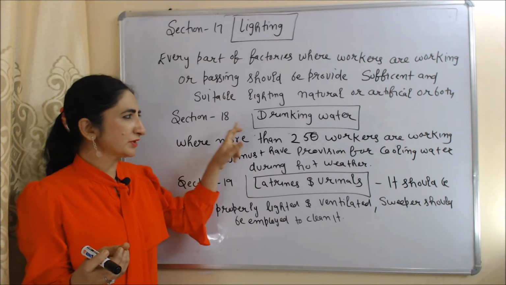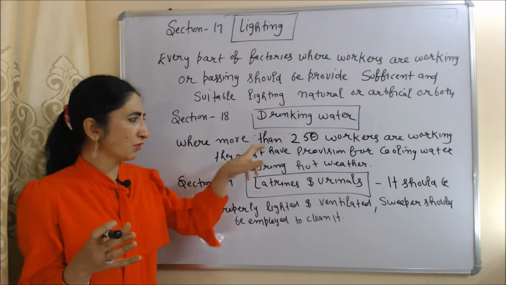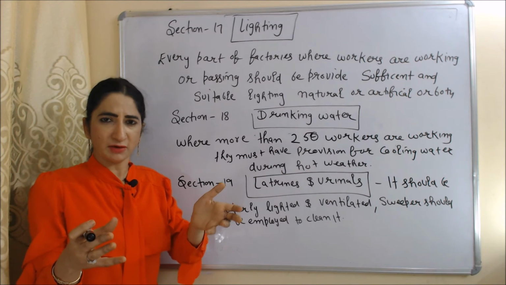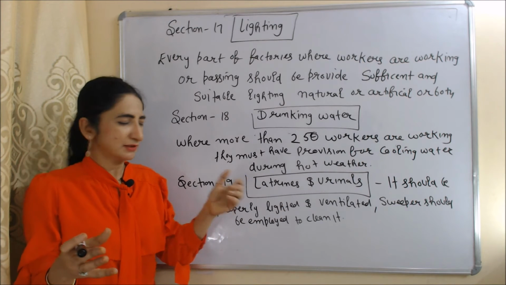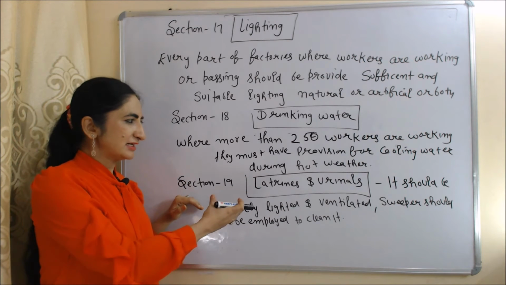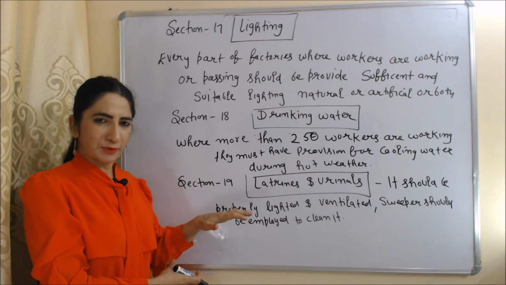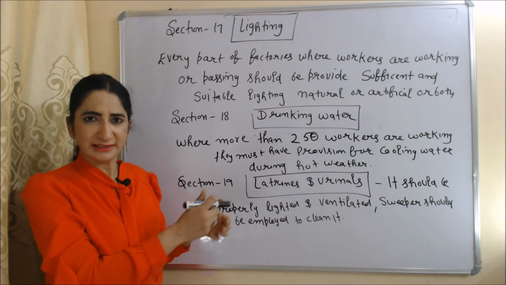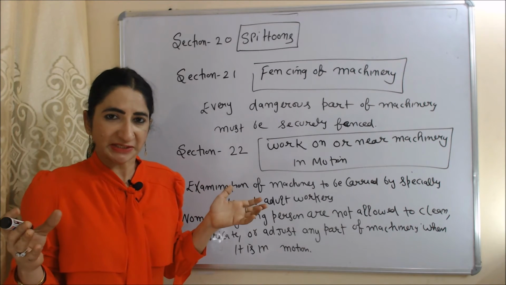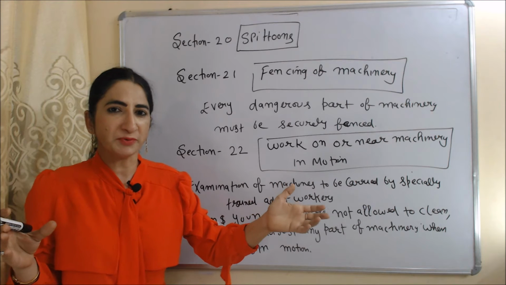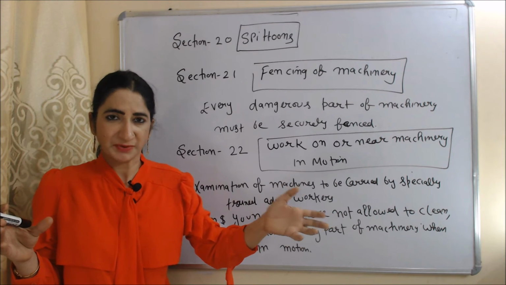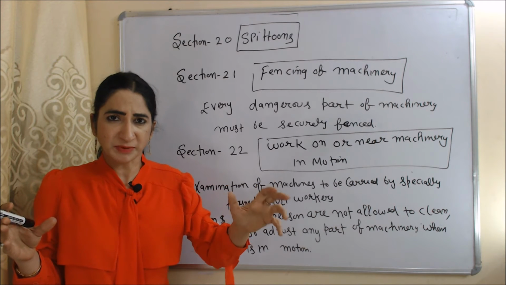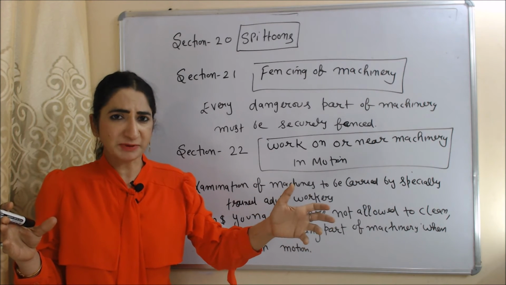Section 18 talks about drinking water. In every factory where more than 250 workers are working, they must have provision of cooling water during hot weather. Next is section 19, latrines and urinals. They must be properly lighted and ventilated, and a sweeper should be employed to clean them. Section 20, spittoons. Every factory should provide a sufficient number of spittoons and keep them in hygienic condition, and no worker should be allowed to spit in premises except in spittoons.